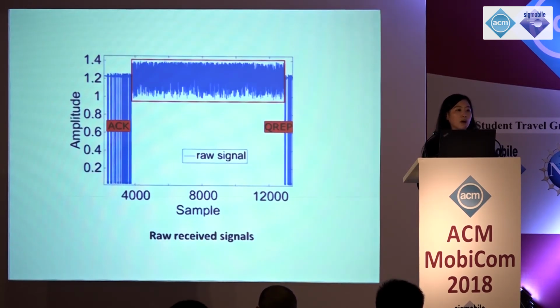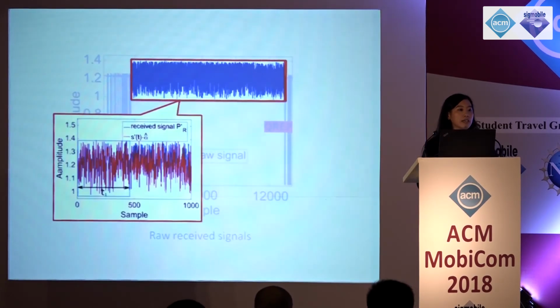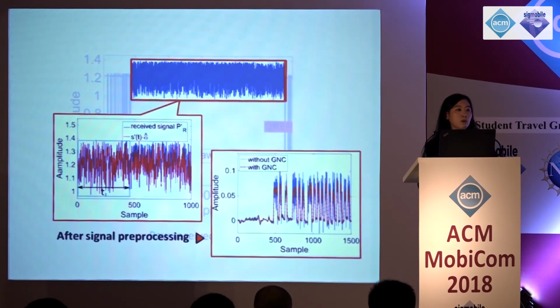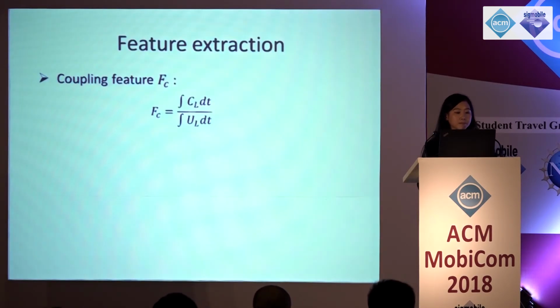Here is an example of our signal preprocessing. The figure shows the communication between the reader and the tag. And the signal in the red rectangle are the randomized carrier waves. If we zoom in the red rectangle, we will find that the random signal can cover the tag backscattering signal. After our signal preprocessing, we find that the tag response can be successfully extracted.